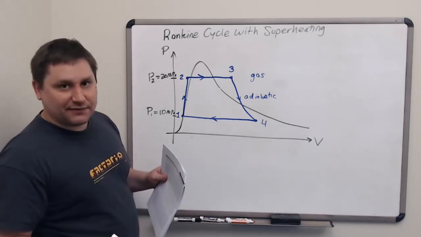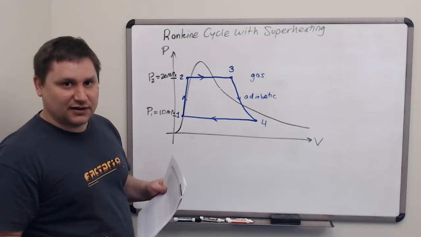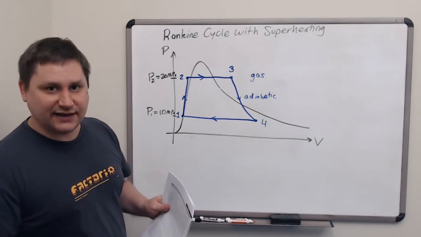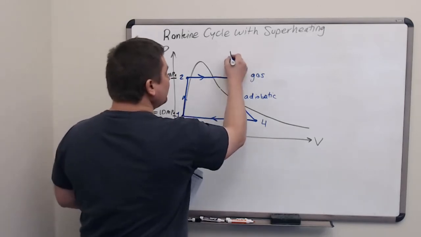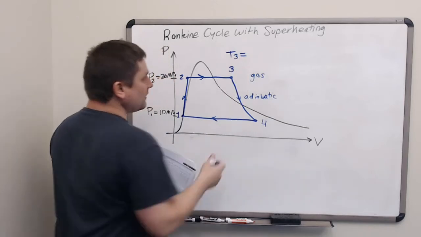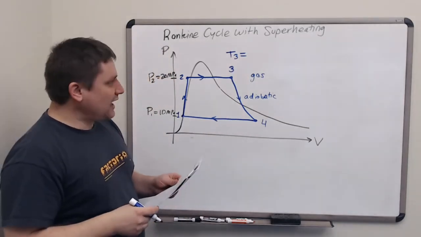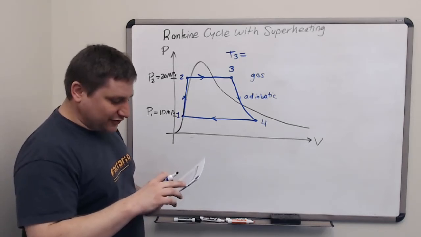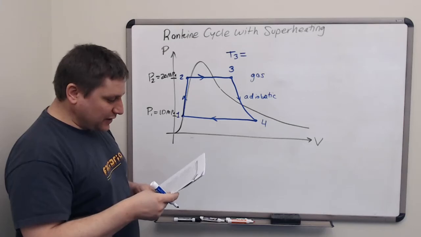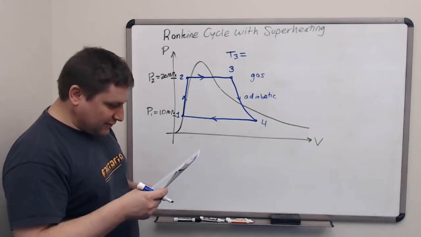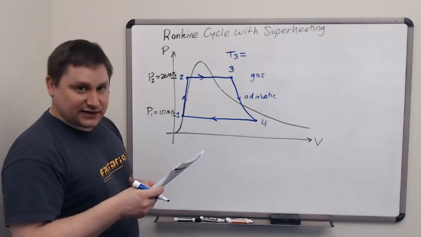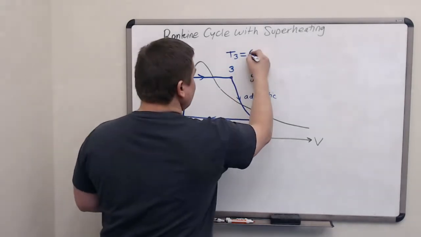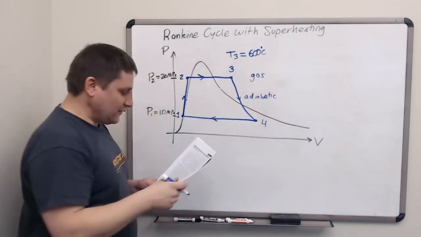The superheating step now depends on an additional variable. How hot does the gas get after it's turned to 100% gas? We need to be told, in essence, the temperature at location 3. On the cell for pressure of 20 megapascals, we see that we are available to have temperatures between 400 Celsius and 1300 Celsius. Let's choose a moderate value of 600 Celsius for T3.